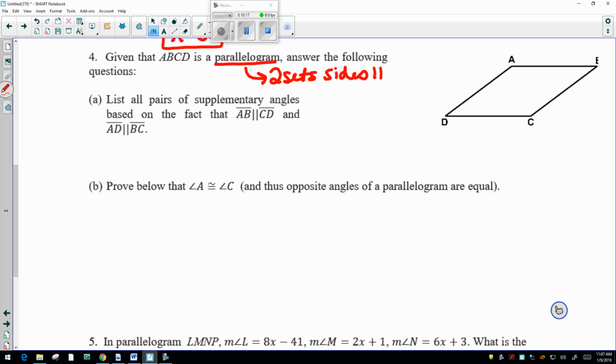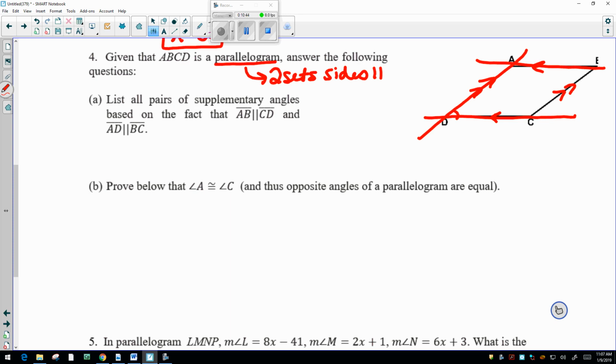So we know that to begin with, just from that word. It says list all the pairs of supplementary angles based on the fact that I have 2 sets of parallel lines. So I know these 2 are parallel, and I know these 2 are parallel. Right, well, we're going to get a whole bunch of supplementary angles. Think about what we did with the trapezoid. So we were able to take these 2 lines as our parallel lines and use a transversal.